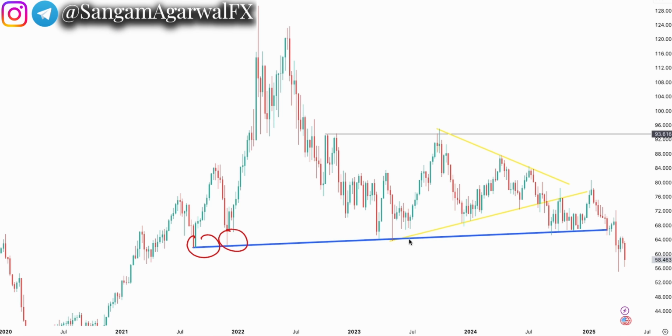US oil weekly time frame: after this trend line breakdown, price is still falling below the trend line and going sideways. 56 is your big short-term support, and for an upside correction, this trend line retest will be the first dynamic resistance, which will be near the $68 area.